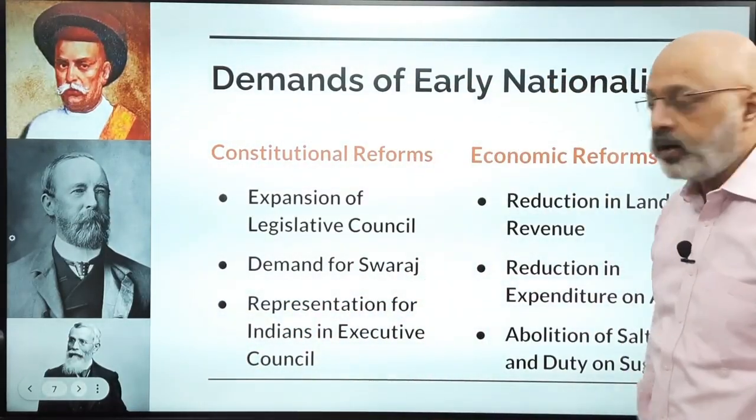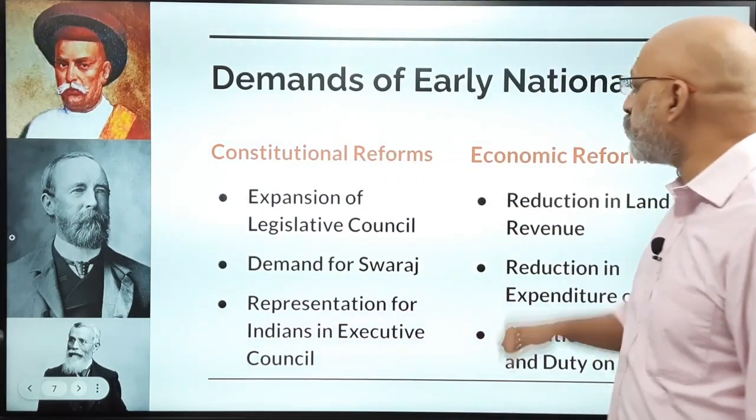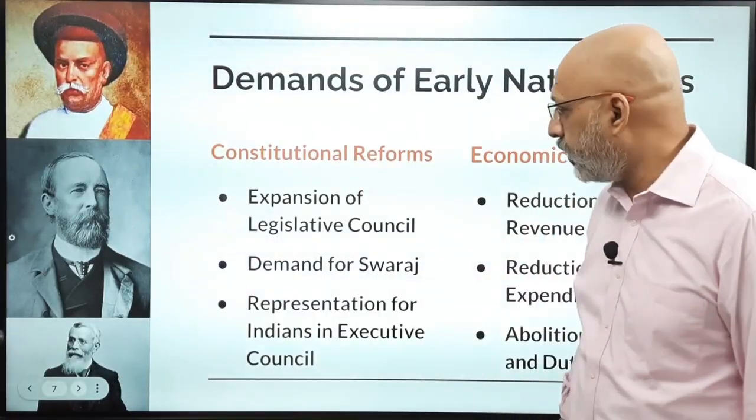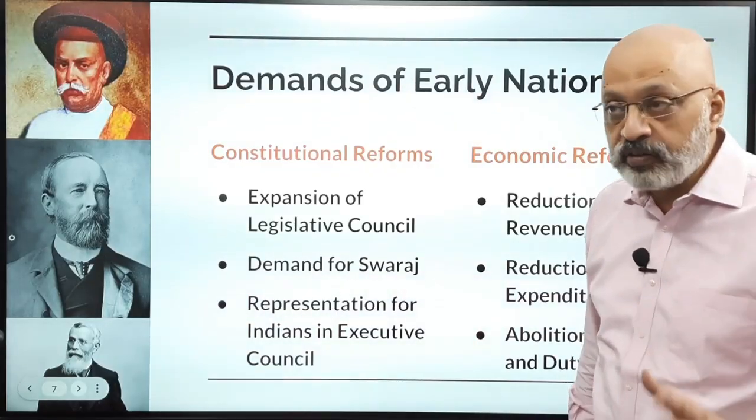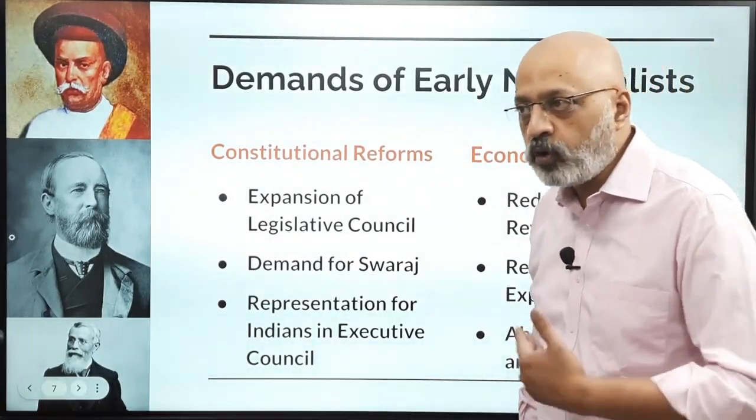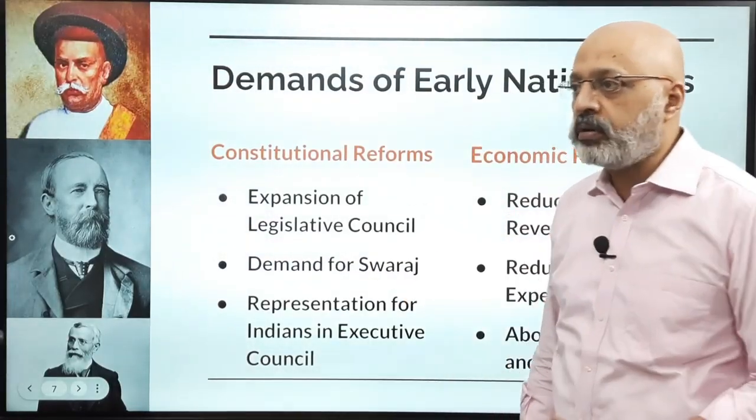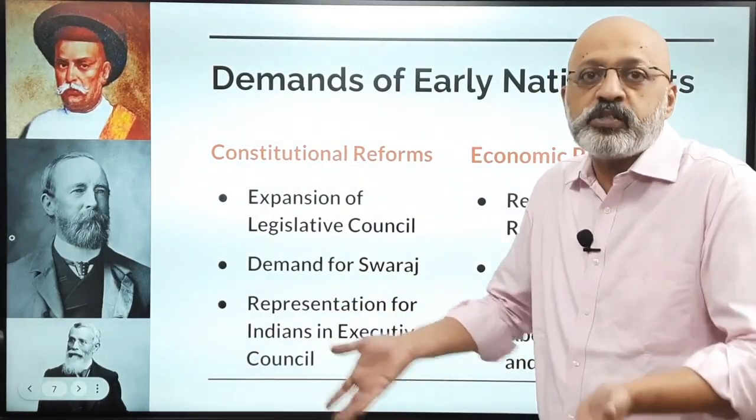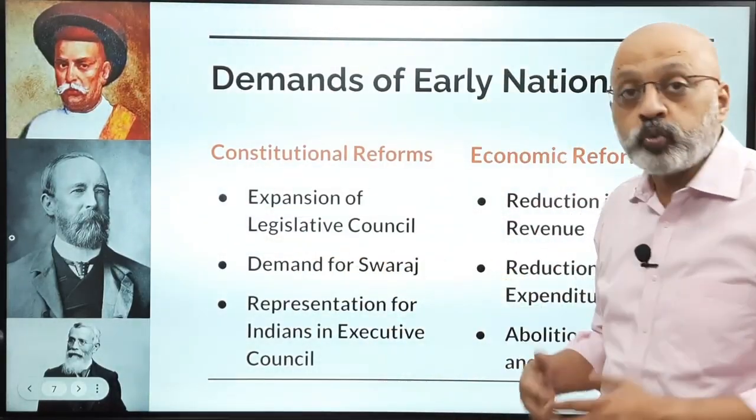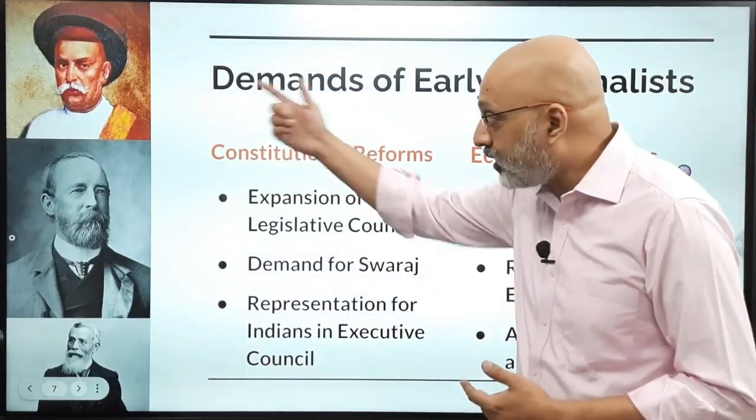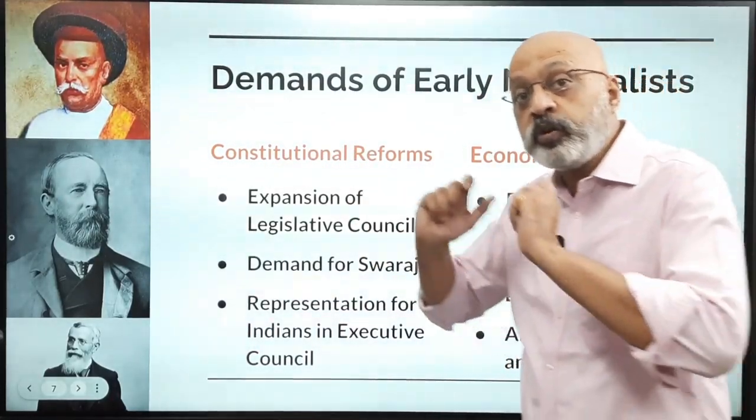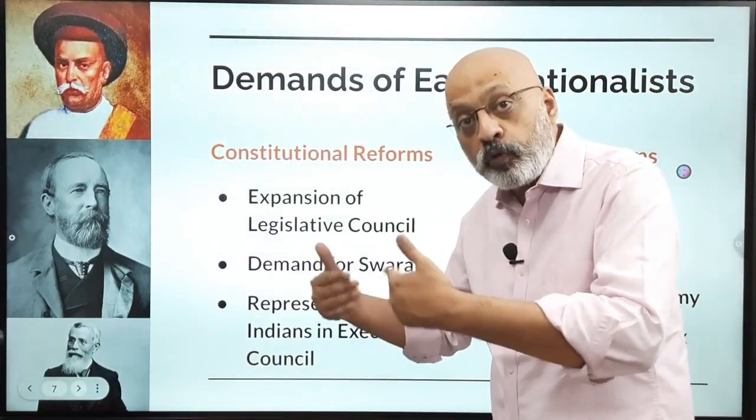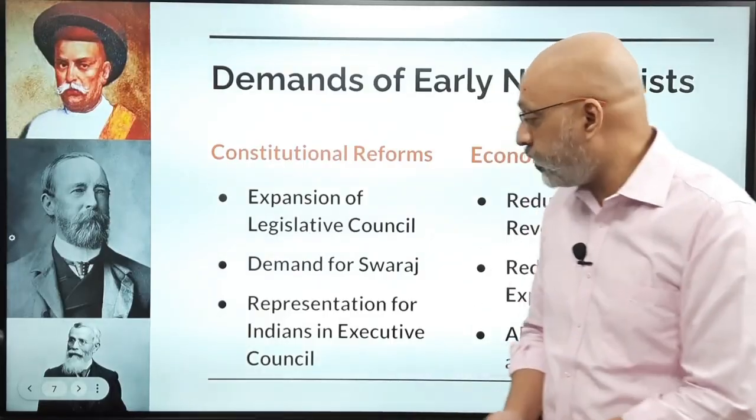Now, what were the demands of the early nationalists? They demanded constitutional reforms and economic reforms. What were the constitutional reforms? They wanted expansion of the legislative council, with its membership and powers increased, and members to be elected directly by the people, because then they felt Indian leaders would get elected. Then they demanded Swaraj. In fact, Dadabhai Naoroji was the first person to demand Swaraj from a Congress platform. Earlier, Swami Dayanand Saraswati had used the term, but Dadabhai Naoroji officially demanded it from a Congress platform.